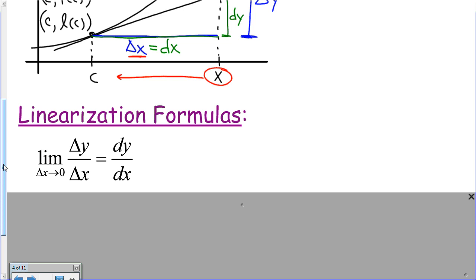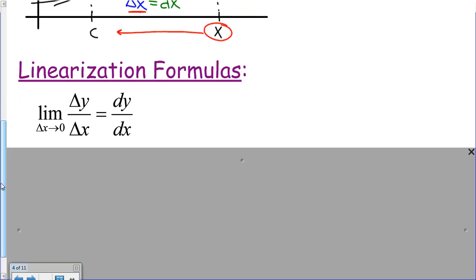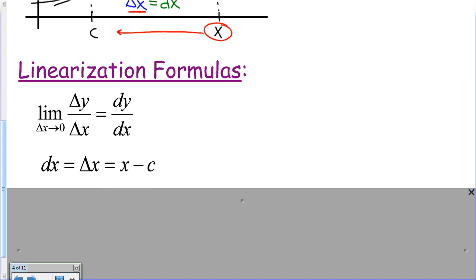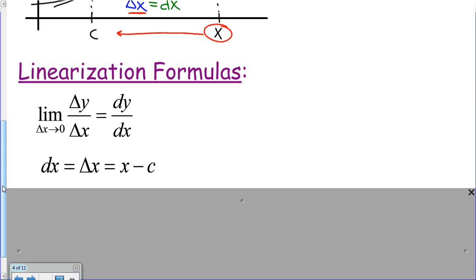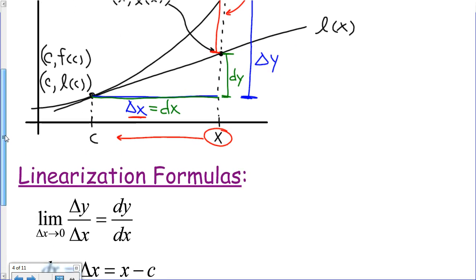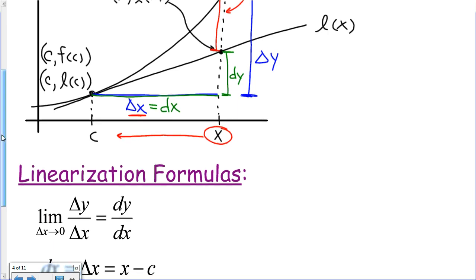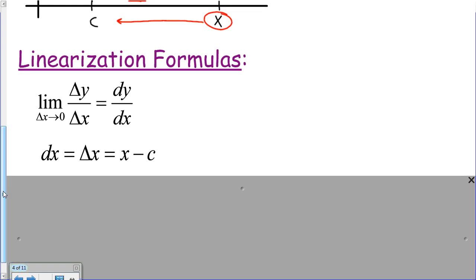The next two are the easy ones to calculate because these are the same. dx and delta x, as we saw in our sketch above, are just the differences in the x values. From up above, I can see that delta x and dx are just the difference in the x's here. So if I take x minus c, that of course gives me dx or delta x.